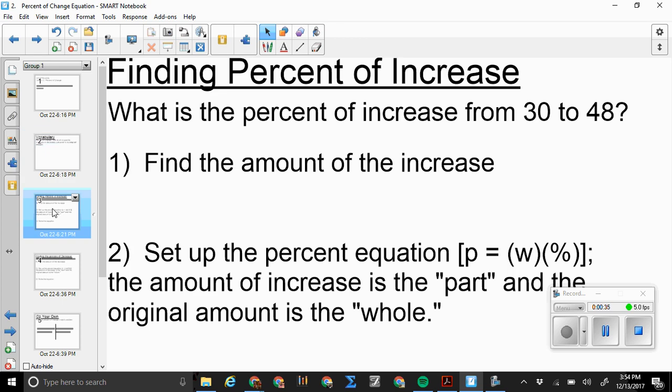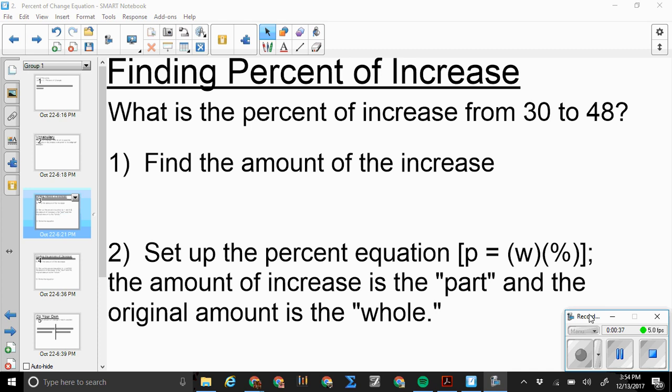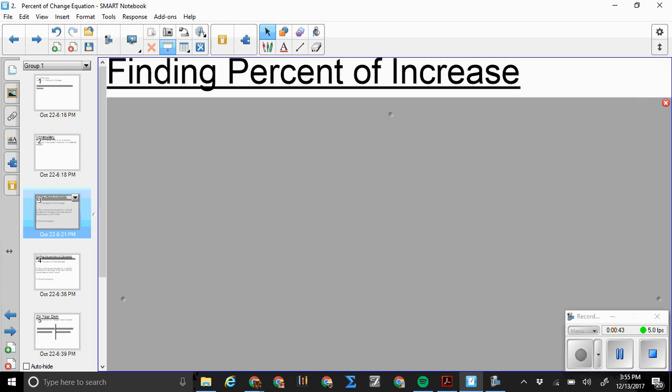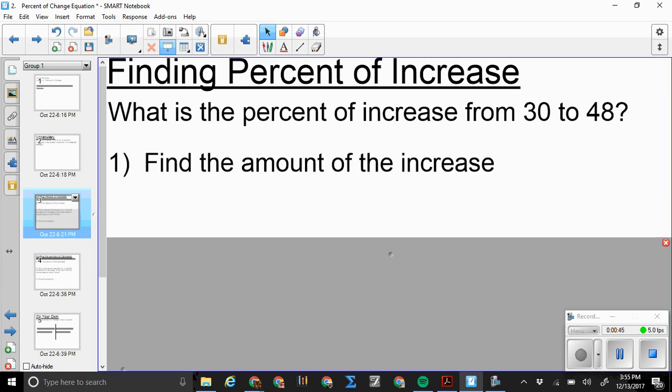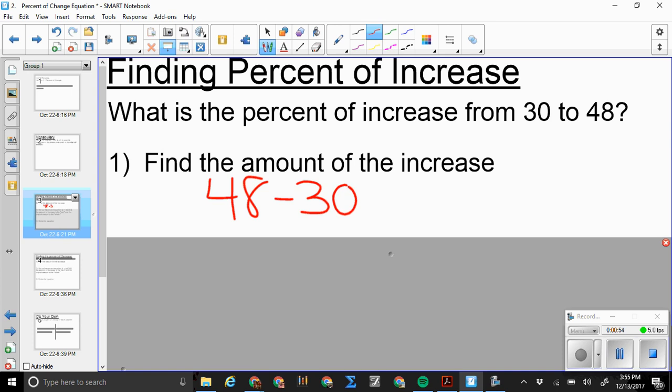So the percent of increase, we'll start with this one. We're going to look at the increase from 30 to 48. The first thing we're going to do is figure out how much of an increase we have. To do that, all we do is subtract the original from the new amount. 48 minus 30 equals 18. So in this problem, our amount increased by 18.